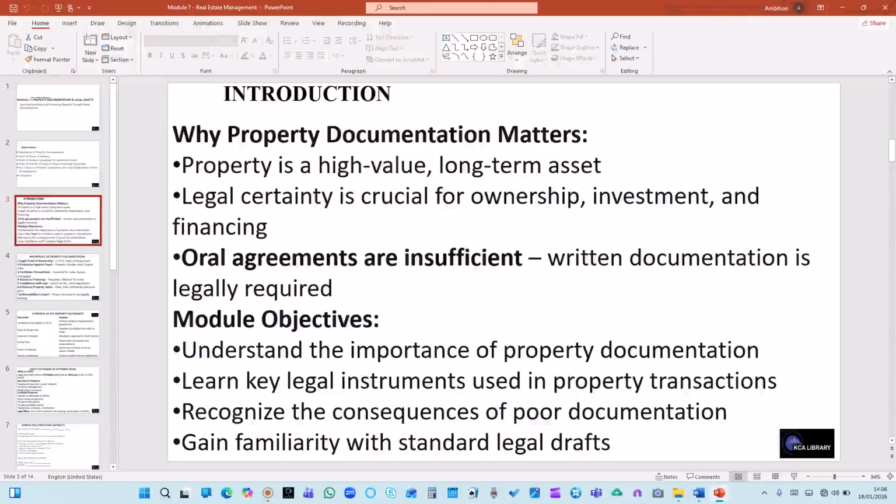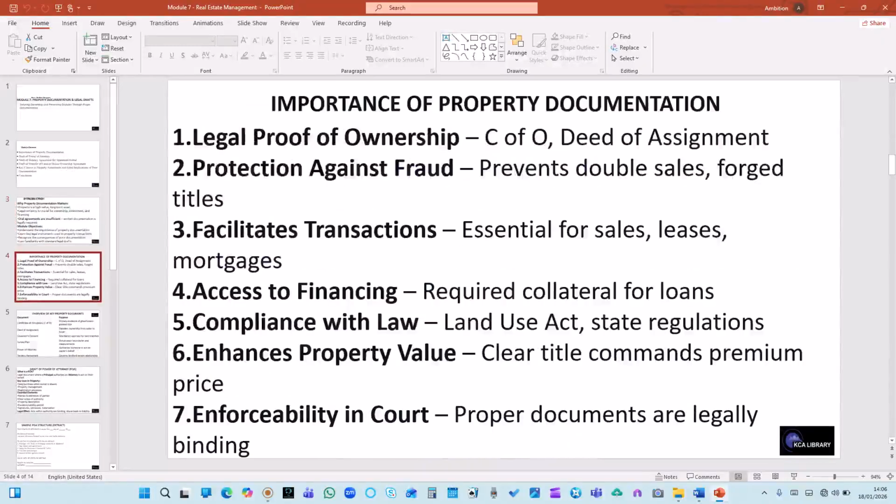The objective of this module is to understand the importance of property documentation, learn key legal instruments used in property transactions, recognize the consequences of poor documentation, then gain familiarity with standard legal drafts. Let us begin with the importance of property documentation.